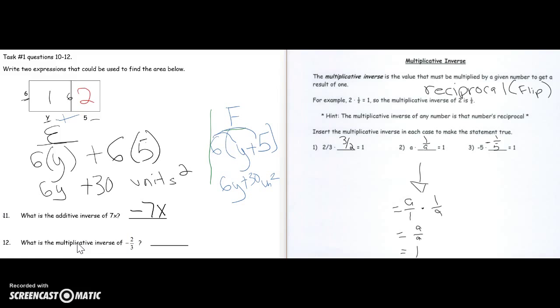So when we want to find the multiplicative inverse of question number 12, it will just be -3/2. And that is it.